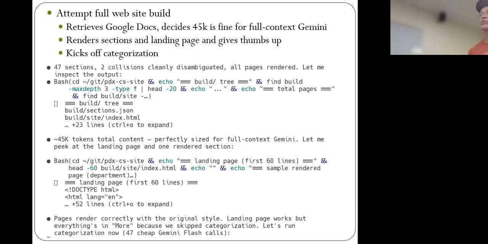Okay, so then it attempts the full website build, retrieves the Google Docs, and then decides that 45,000 tokens is basically both of those two Google Docs combined. So it's under the 100K. So it can't do the full context caching, but it says, you know what, it's good enough for full context Gemini. So now it's sending up 45,000 tokens every query. I haven't figured out the cost of that. Hopefully our website isn't that popular. Otherwise my funding account will dry up pretty quick.